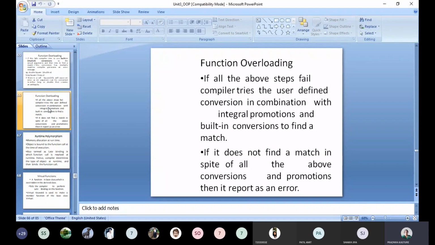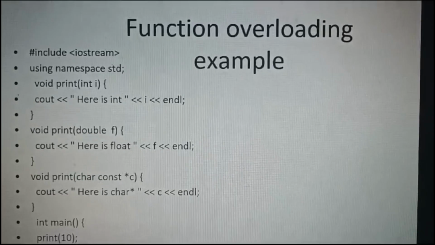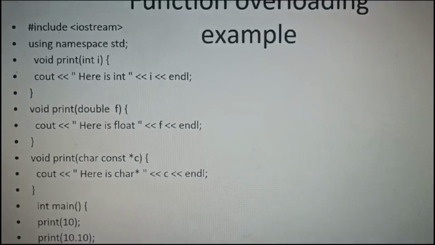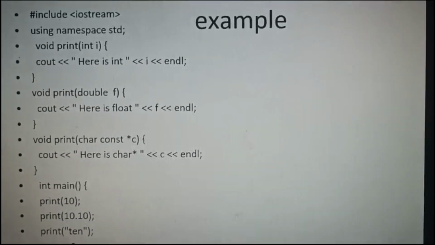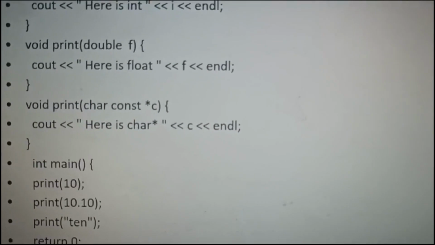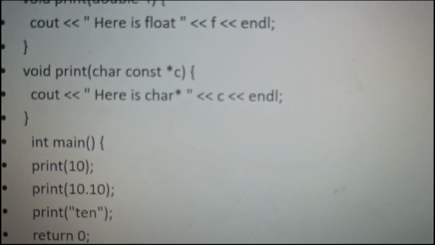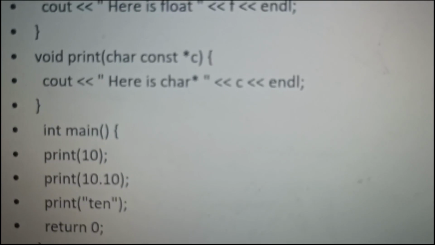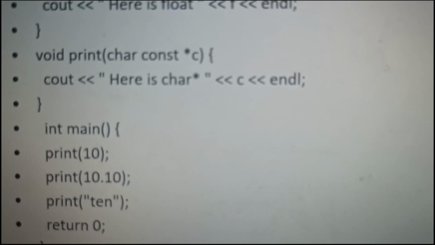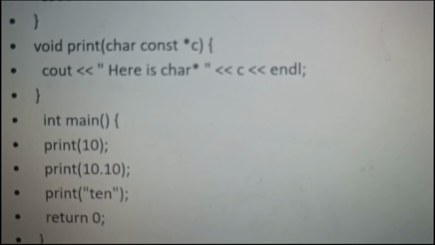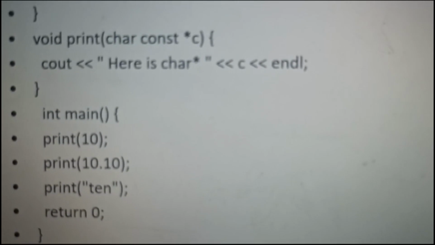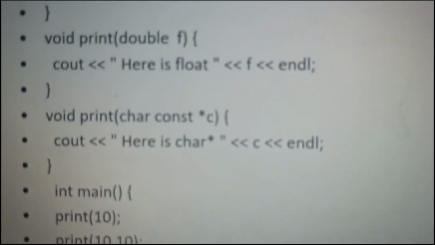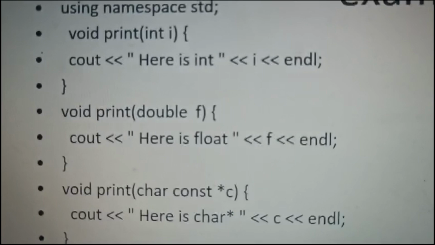If it does not find a match in spite of all the above conversions, then it will report an error. This is the function overloading example. In this program, in the main function we call the print function first with an integer as an argument, then the print function with a float as an argument, and third the print function with a character as a passing argument, and the respective function definitions are written over here.